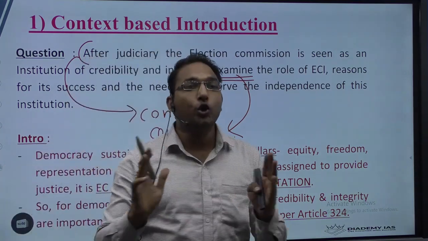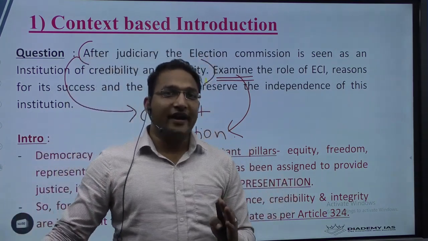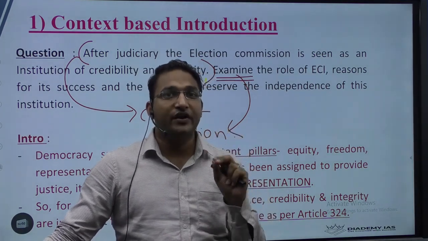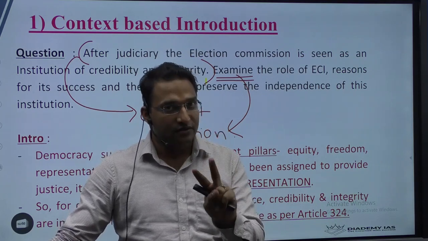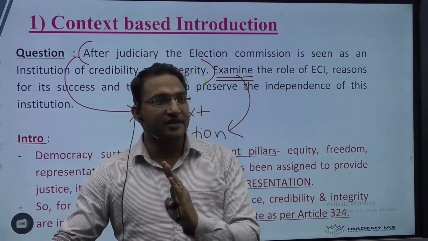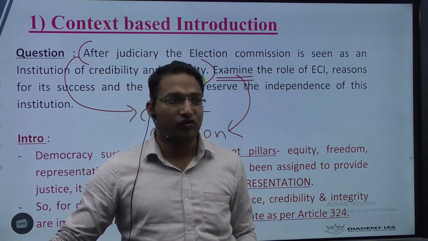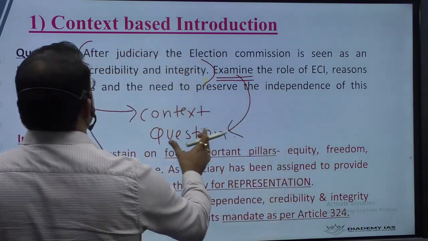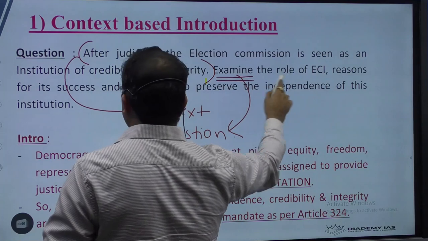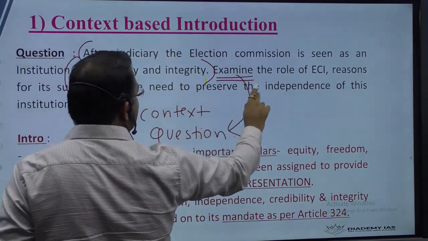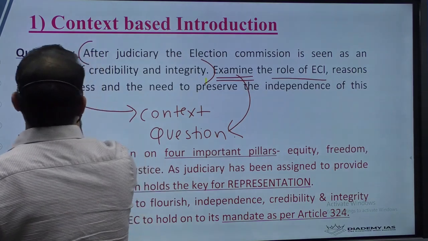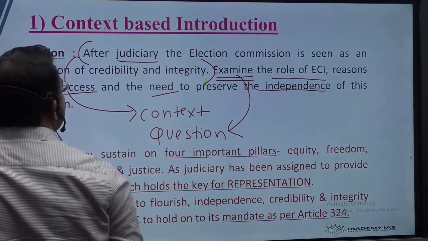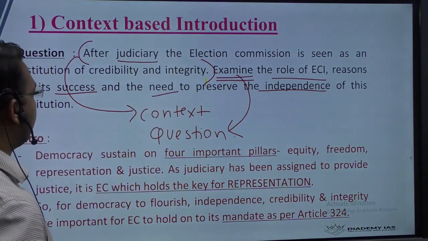You have to differentiate between the two, and identify where to focus. Please understand the question by reading it multiple times, minimum two times. Underline the keywords which you are going to elaborate in the answer, which you are going to use multiple times in the answer. So in this question, what are the keywords? After the judiciary, the Election Commission is seen as an institution of credibility and integrity. Examine the role of ECI, reasons for its success, and the need to preserve the independence of this institution, right? So these are a few keywords. Now we will elaborate upon this. We will build upon this, right?